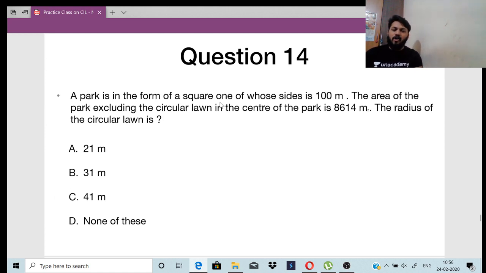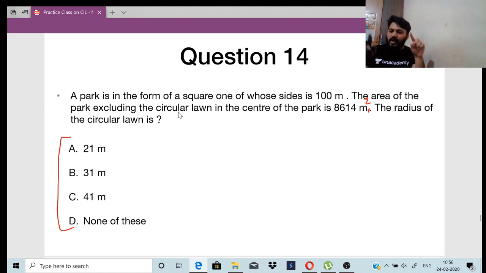A park is in the form of a square, one of whose sides is 100 meters. The area of the park, excluding the circular lawn in the center of the park, is 8614 meter square. The radius of the circular lawn is dash.